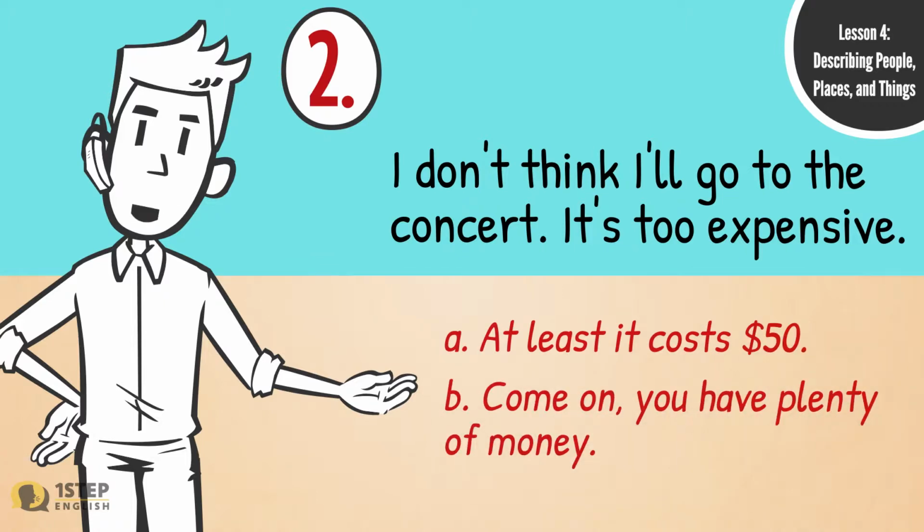Two. I don't think I'll go to the concert. It's too expensive. A. At least it costs $50. B. Come on, you have plenty of money. The correct answer is letter B. Come on, you have plenty of money.